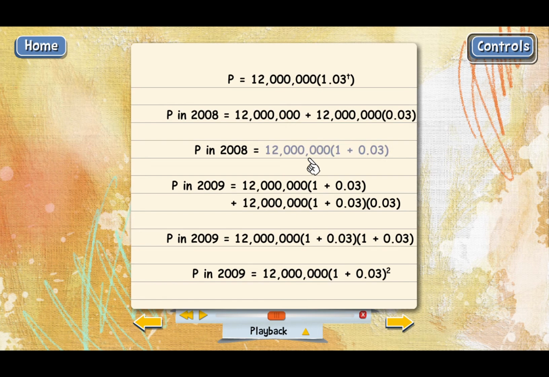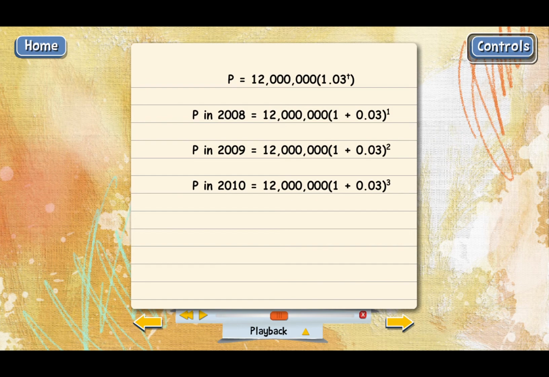Now, look back up here to the expression for the population in 2008. We have 12 million times 1 plus 0.03, and then we could put a first power on this. And then the population in 2009 is 12 million times 1 plus 0.03 to the second power. And then following this pattern, the population in 2010 is going to be 12 million times 1 plus 0.03 to the third power. And then continuing the pattern in 2011, the population is going to be 12 million times 1 plus 0.03 to the fourth power. And so the way it works is that the exponent is always the year, t. And that's how we end up with something that looks like this.